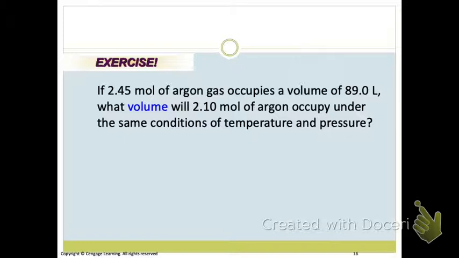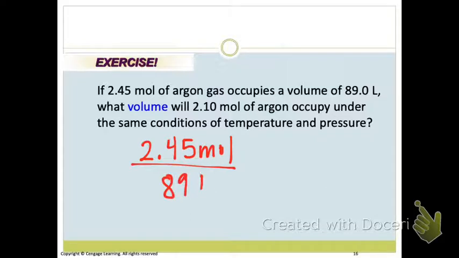All right, so it's N1 over V1 equals N2 over V2. So 2.45. Grab your calculator out if you don't have it already. 89 liters. So I'm just going to leave them in liters. There's no need for me to change it. So in this scenario, how do we solve for V2? What's the math that we need to do? You need to get V2 alone.